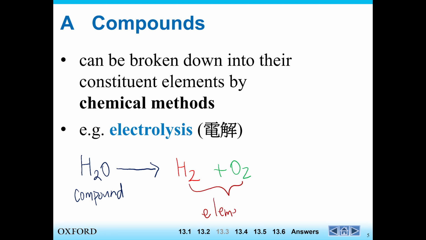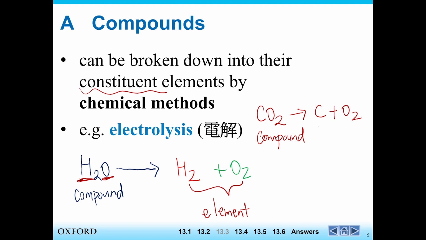Now, constituent, what does that mean? It means the same or their own elements here. So from H2O, what 2 elements are present there? Obviously, there is hydrogen and oxygen. Let me give another example that we just saw, carbon dioxide. This is the compound. What are its constituent elements? Obviously, this would be carbon and oxygen. So these 2 are the elements.